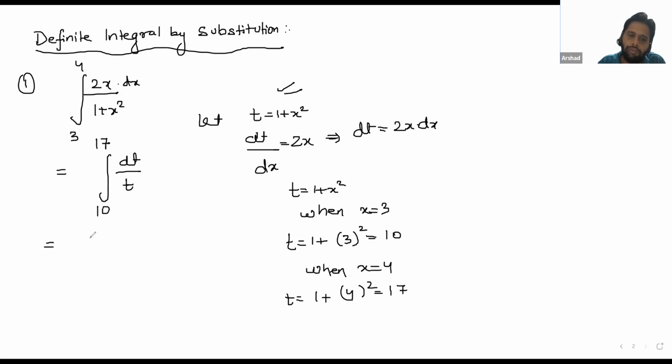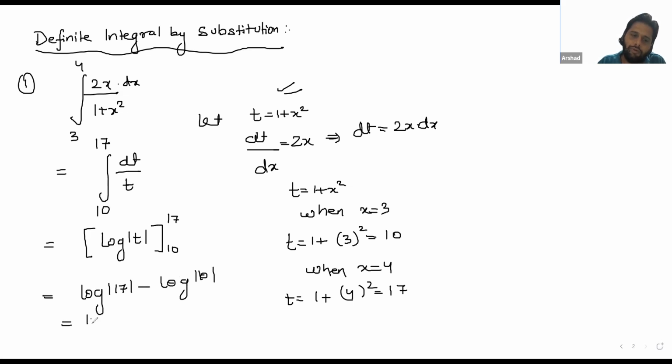Now integrate it. Okay. So what's the integral of 1 by t? It is log mod t. Then the bracket, write this limit 17, 10. Open this, you will get log mod 17 minus log mod 10, which is log 17 minus log 10. So you will get log 17 by 10. Okay. So in substitution, what we do is change the limit as per the variable t. Okay, there's no need to put the value of t again. It is better to change our limit.